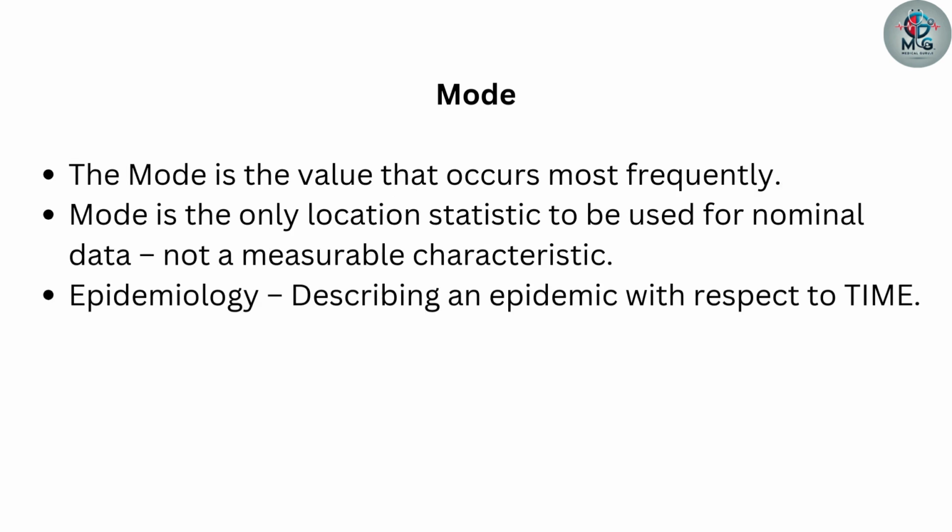Mode. The mode is the value that occurs most frequently. Mode is the only location statistic to be used for nominal data, not a measurable characteristic. Epidemiology: describing an epidemic with respect to time.